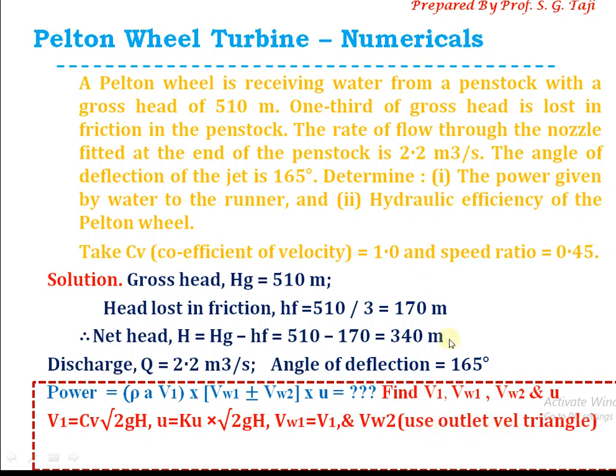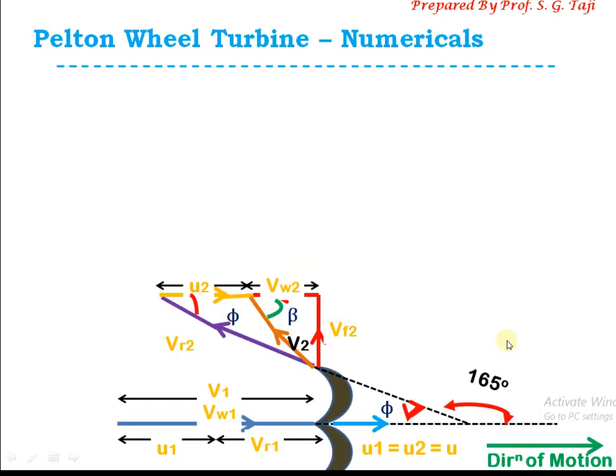And next they asked to calculate hydraulic efficiency, which is given by the runner power upon water power. So we are going to calculate runner power here and just divide it by the water power, rho g q h. Q they have already given, so let's proceed to calculate.